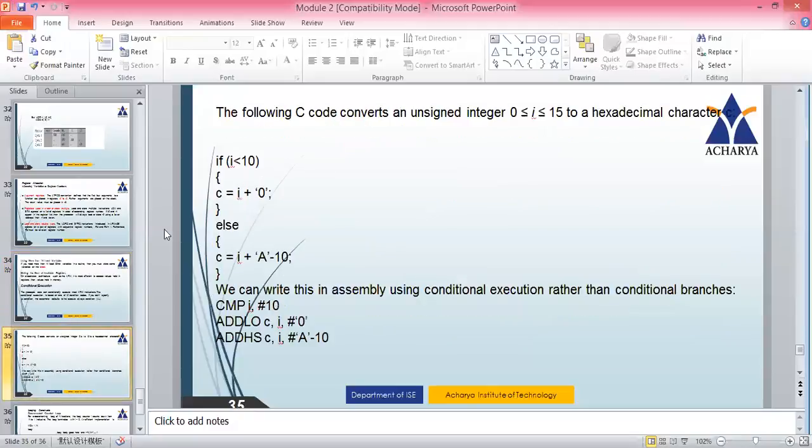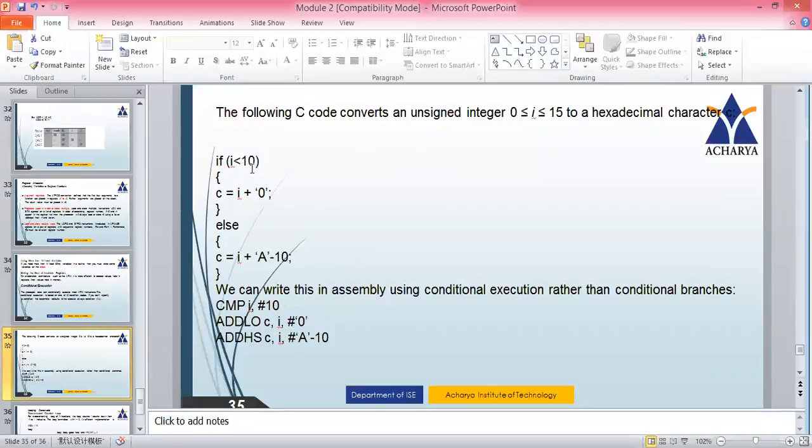Now let's take one example. Here, what are we doing? We are using a C code which converts the unsigned integers from 0 to 15 to hexadecimal characters. All of you know 0 to 9 there is no hassle, but from 10 it has to be displayed as the alpha characters like A, B, C, D, E, F. How to go about it? We have two types of code. One is the C code and the other one is the assembly code. We will see the C code first.